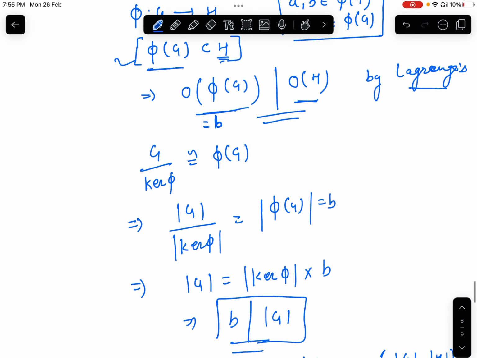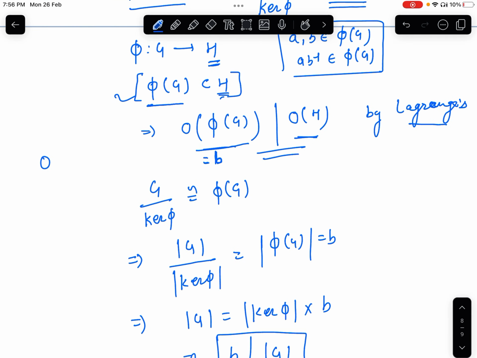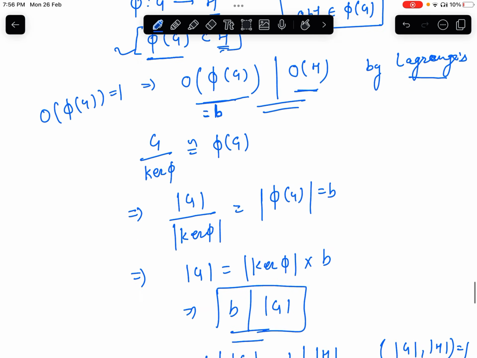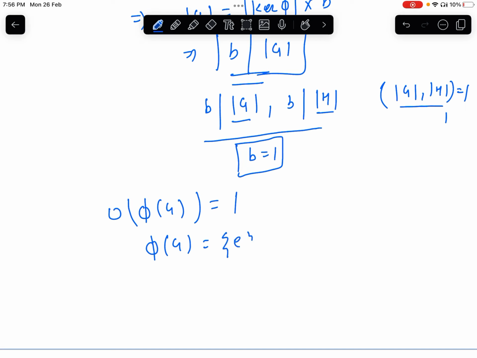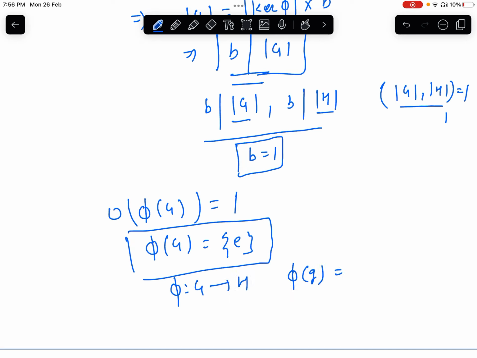b is 1. This means that the order of phi of G is equal to 1. If the order of phi of G is 1, it means phi of G is equal to identity only, a singleton set. That means phi from G to H is defined as phi of g is equal to identity for all g belonging to capital G, which is a trivial homomorphism.